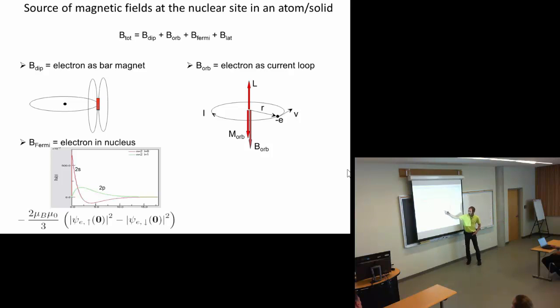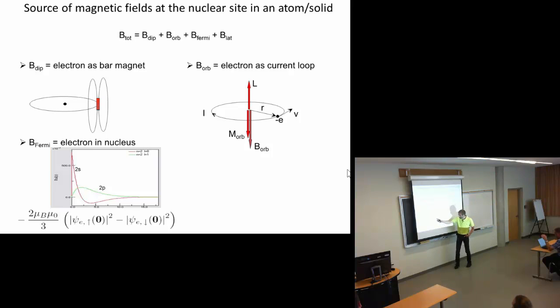Then there is a contribution which is called the Fermi contact contribution, which in many cases is the dominant contribution, but which is not so easily visualized in a classical way. It is the contribution that would be present between a magnetic monopole that has a positive magnetic charge and a magnetic monopole that has a negative magnetic charge, which you cannot realize in classical physics because you have no magnetic monopoles. But if in a nucleus electrons would be able to go really inside the nucleus, they somehow get inside these two magnetic monopoles, and you get this type of contribution to the hyperfine field.